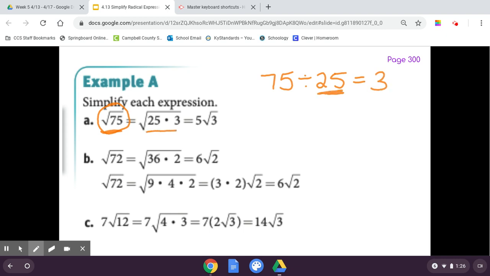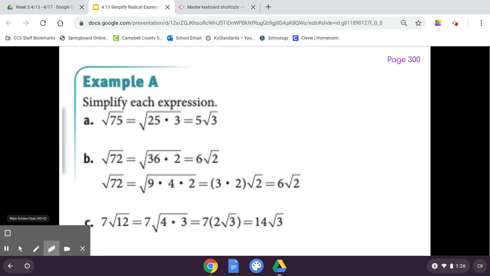So that's why they have the square root of 25 times 3 underneath the radical. Then the square root of 25 is 5. So your final answer is 5 times the square root of 3. Square root of 3 is as low as that one goes. Okay. So it's the exact same thing in the other 2 explanations down here.